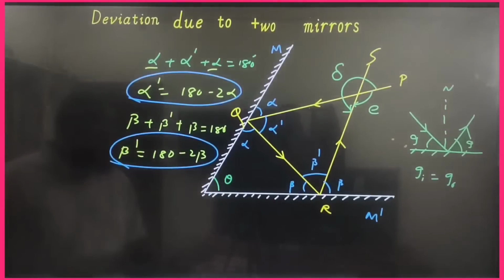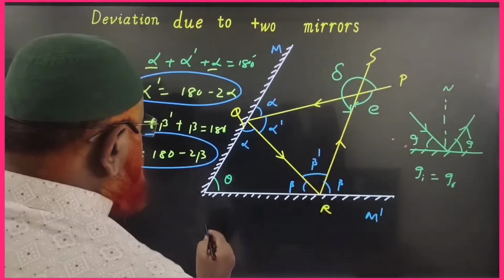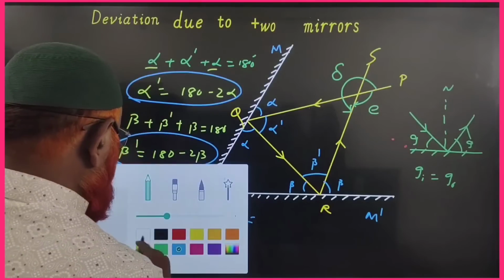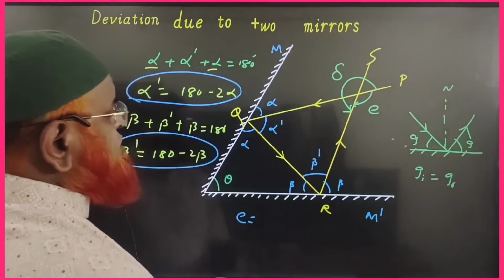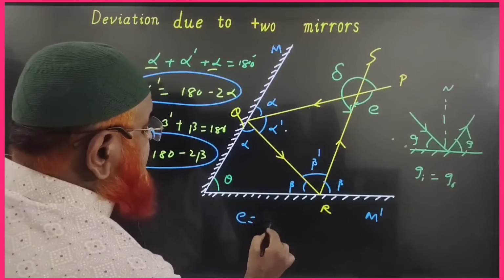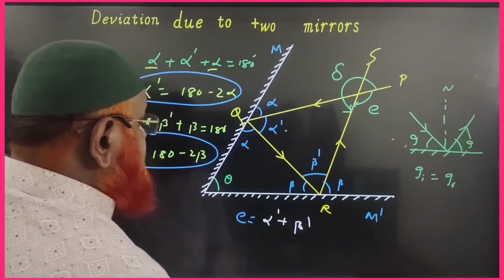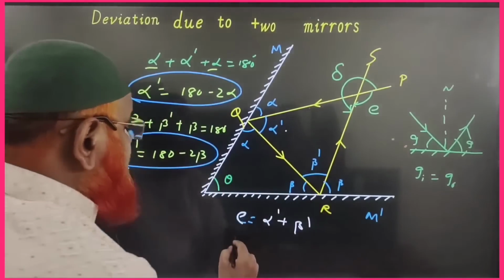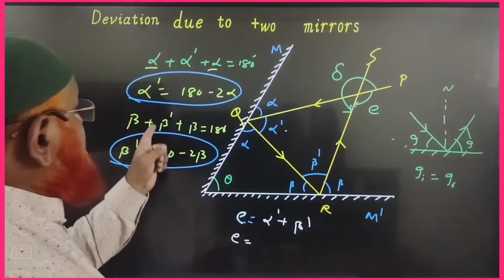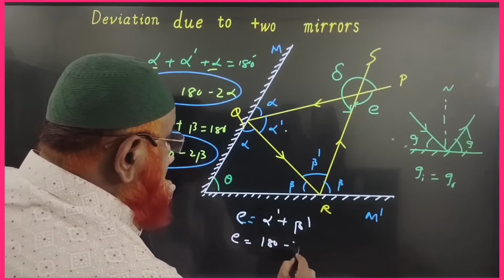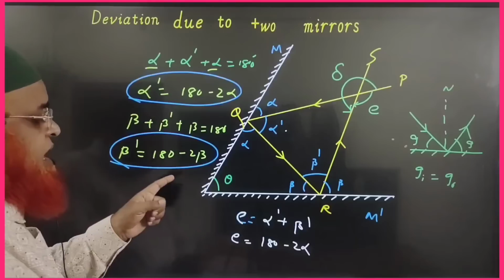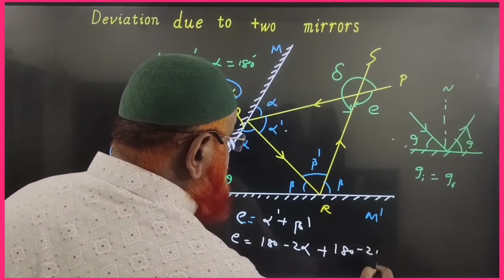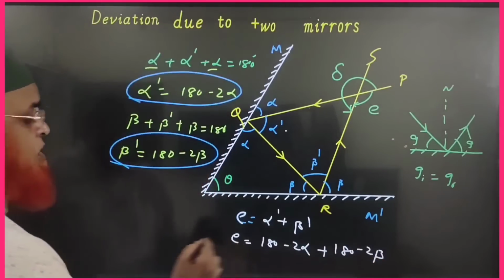Now, one more thing we have to understand is that this exterior angle is equal to the sum of interior opposite angles, that is alpha dash plus beta dash. Exterior angle is equal to the sum of interior opposite angles. Therefore, you take the exterior angle. Alpha dash can be taken as 180 minus 2 alpha, plus beta dash can be taken as 180 degrees minus 2 beta. So what are we going to consider now?